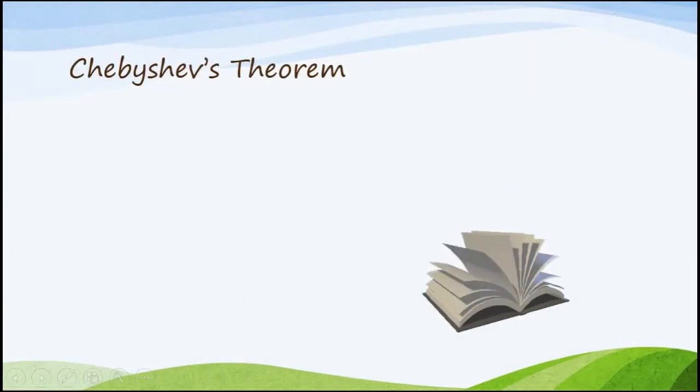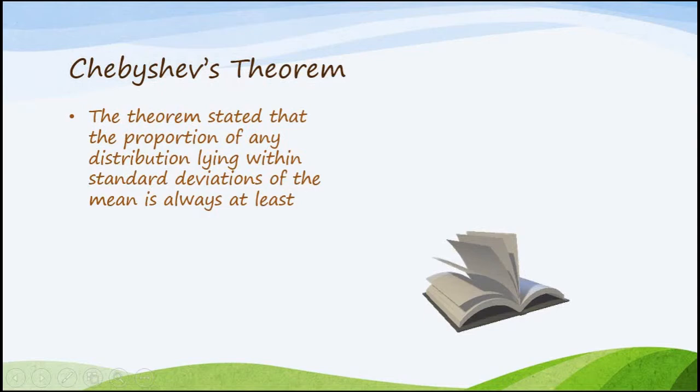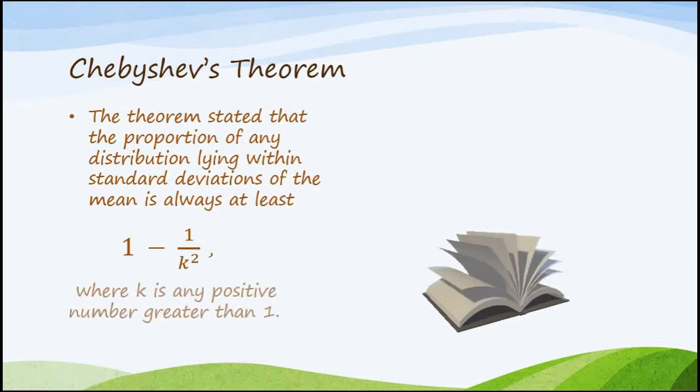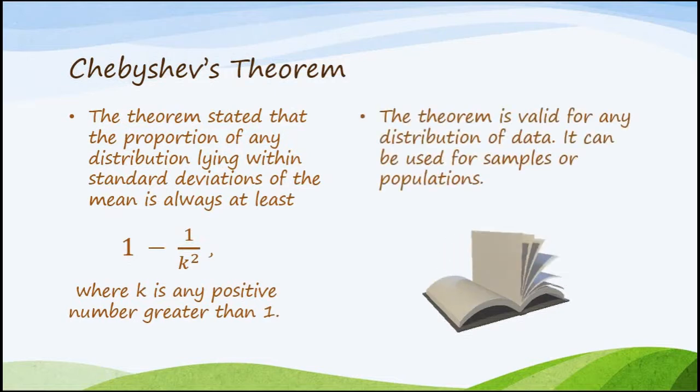Chebyshev's theorem. The theorem states that the proportion of any distribution lying within k standard deviations of the mean is always at least 1 minus 1 over k squared, where k is any positive number greater than 1. The theorem is valid for any distribution of data. It can be used for samples or populations.